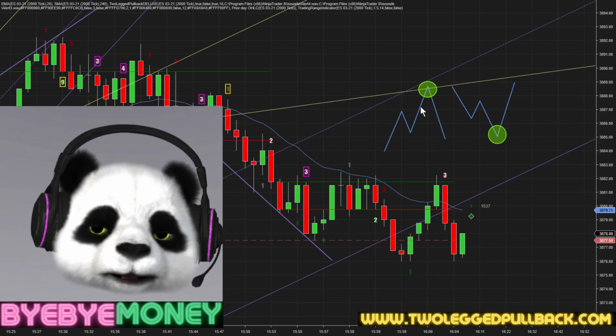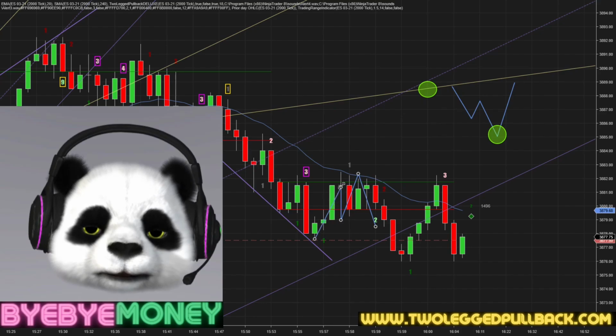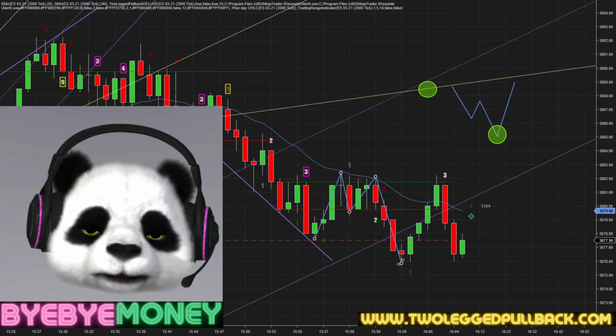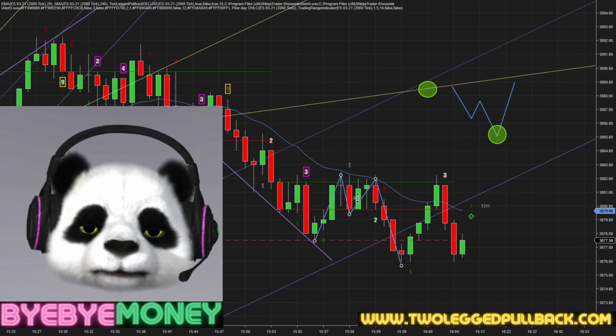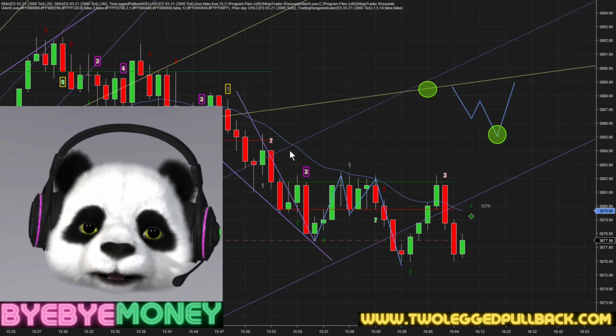For instance, you have this two-legged pullback right here. If you adjust it a little bit here, you have a two-legged pullback. And you can easily see it's a two-legged pullback with this indicator with the dark red number right there. But here's a two-legged pullback off the 20 EMA after a strong downtrend. So we have a strong downtrend, two-legged pullback to the 20 EMA, and then a scalp.